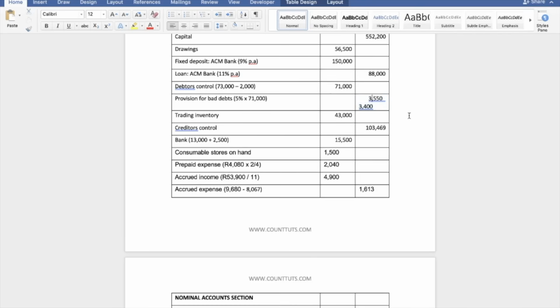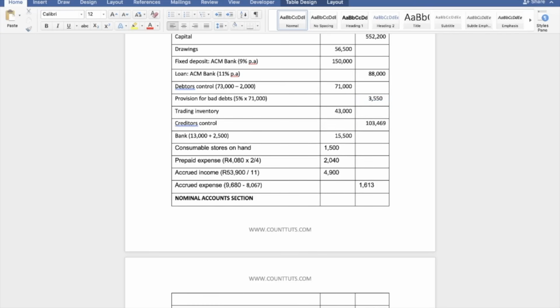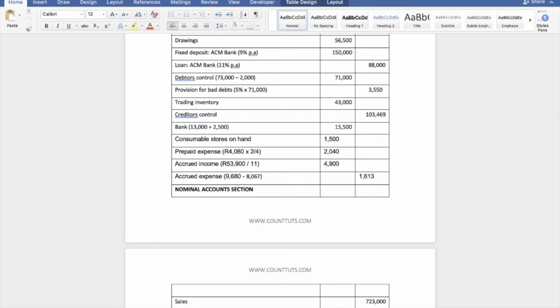You can see it's 3,400, which was initially sitting there. So what we need to do is take the new provision for bad debts minus the 3,400 rand, and you can see that our provision for bad debts has actually gone up. It has increased from 3,400 rand to 3,550 rand. So if it has gone up, then we have what is called the provision for bad debt adjustment. By the way, whether it's gone up or gone down, you will call it provision for bad debts adjustment.